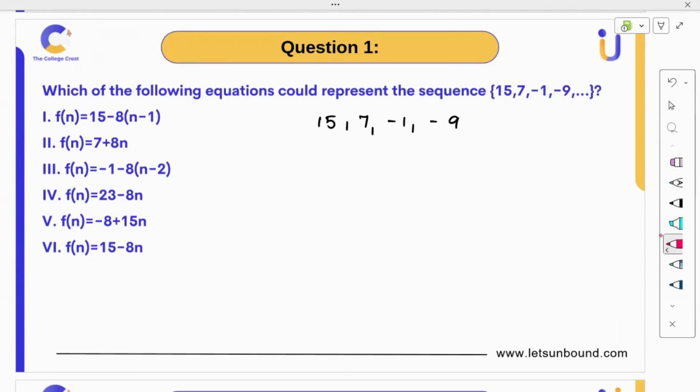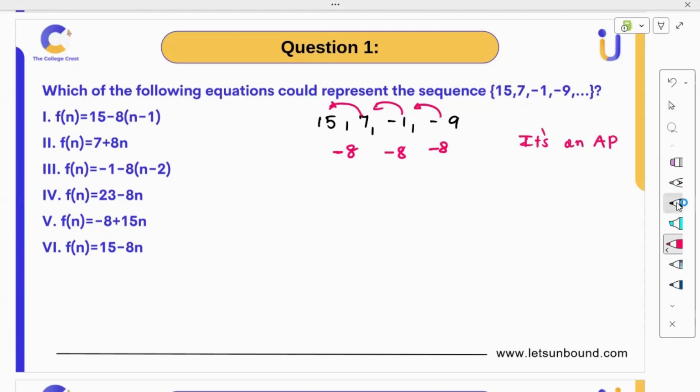If you subtract 8 from this, or let's do common difference. Common difference is always right to left. 7 minus 15 is minus 8. Minus 1 minus 7 is minus 8. And if you subtract this, this is also minus 8. So it's an AP.